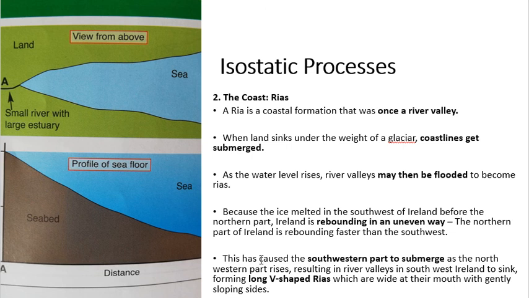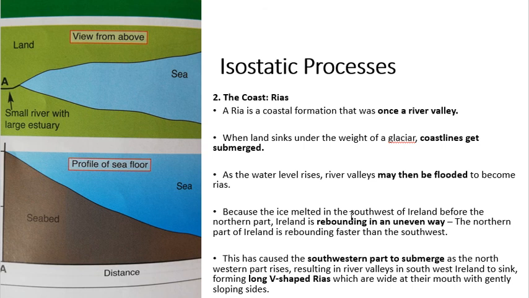Okay. Now, in Ireland, rias are interesting because in Ireland, the ice melted in the southwest of Ireland before the northern part of Ireland. Okay, so what this means is Ireland is actually rebounding in an uneven way. Okay, now why did the ice melt in the southwest of Ireland? Because it's the closest to the equator. Okay, so as a result, Ireland is now rebounding up unevenly.